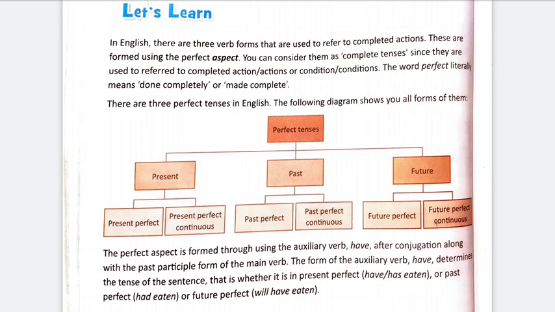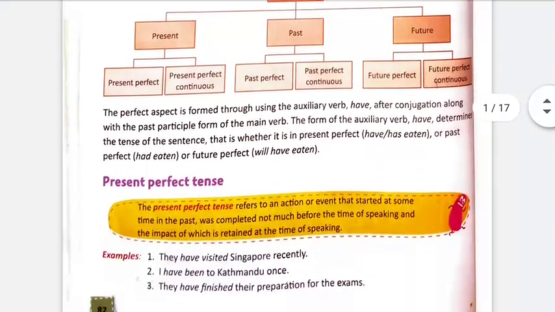In the present category we will get present perfect tense and present perfect continuous tense. In the past category, past perfect tense and past perfect continuous tense. And in the future category, future perfect tense and future perfect continuous tense. Today I'll be discussing present perfect tense and present perfect continuous tense.